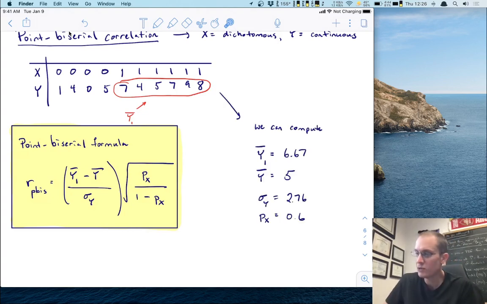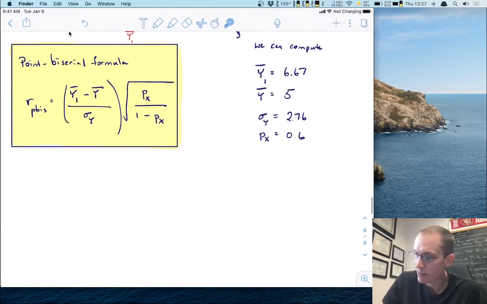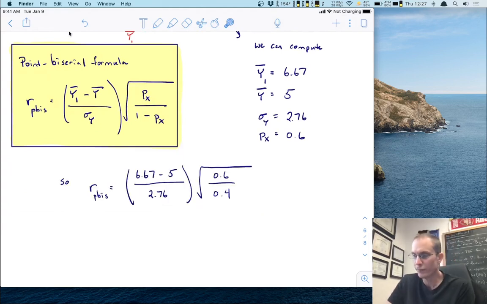Okay, so from all this, using those definitions, we can compute the following. It turns out that y1 bar is 6.67. Again, if I just find the mean of that red circle there. Y bar is 5. Sigma y turns out to be 2.76. And as we just mentioned, px is 0.6. So again, these are all things you have to compute, and you don't just know them. All right, so there's some work that goes on, but you can compute them pretty easily. Once you have those values, then we can compute the point biserial correlation using the formula. So we put in y1 bar is 6.67, y bar is 5, standard deviation of y is 2.76, and then we multiply by the square root of 0.6 over 1 minus 0.6, which is 0.4. Again, be careful with your arithmetic here.